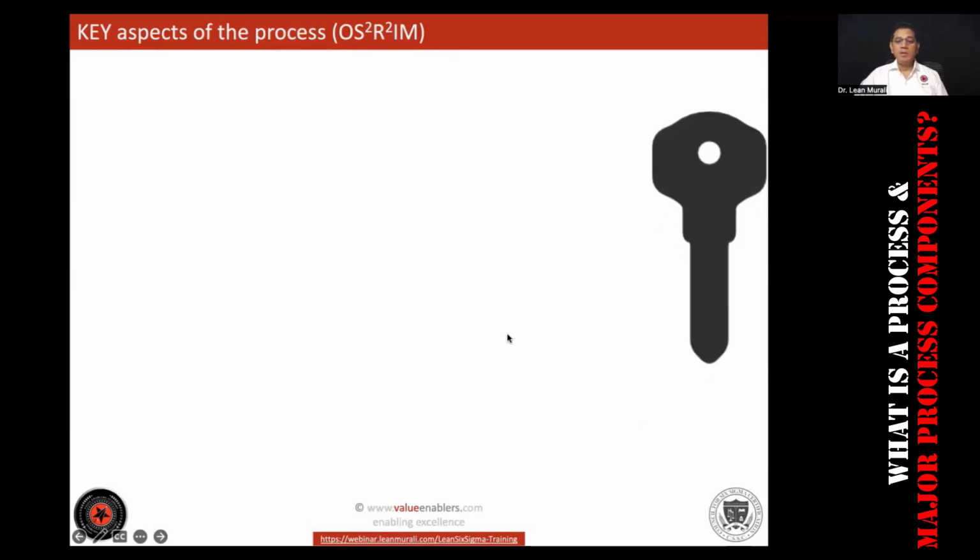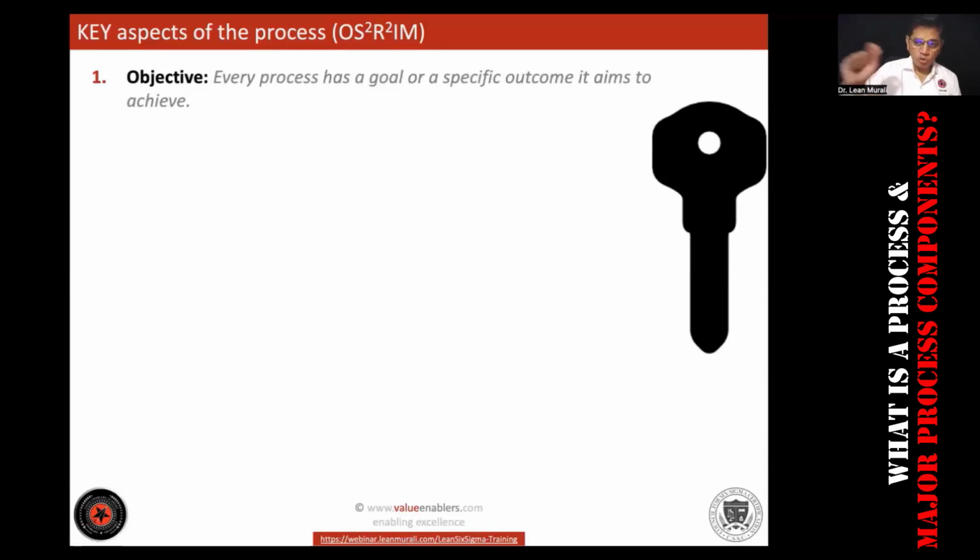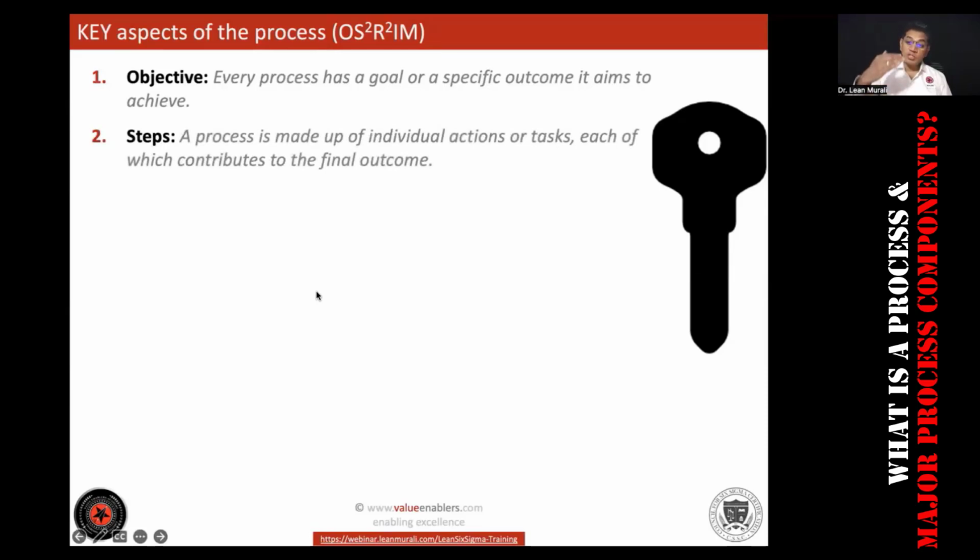Now, what are the key aspects of the process? All of you take notes. Number one is objective. Every process has a goal or a specific outcome that it's to achieve. For example, the coffee making process is to give a nice coffee. That's the objective. Now, there are also steps that we have seen. A process is made up of individual actions or tasks, each of which contributes to the final outcome.